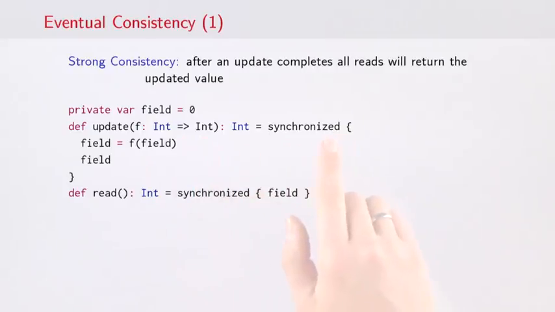And in the synchronized region, we read the field, apply the function, write the new value back, and then return the written value. Any access reading this field will also synchronize on the same object. That means that all reads and all updates are serialized. They are executed in one specific order. And every read observes the value which was put in by the most previous update.